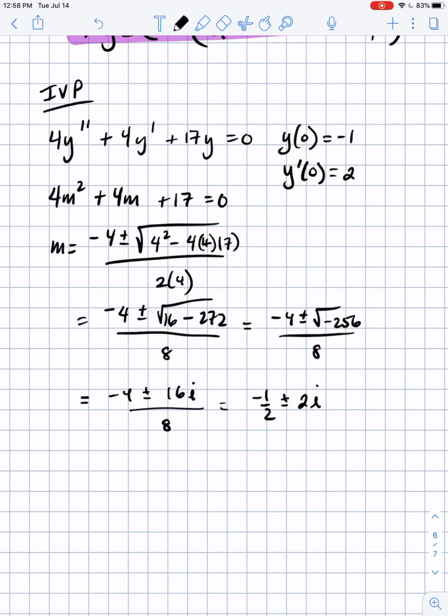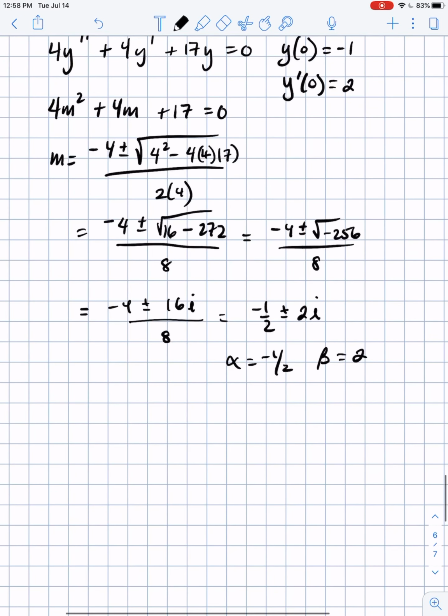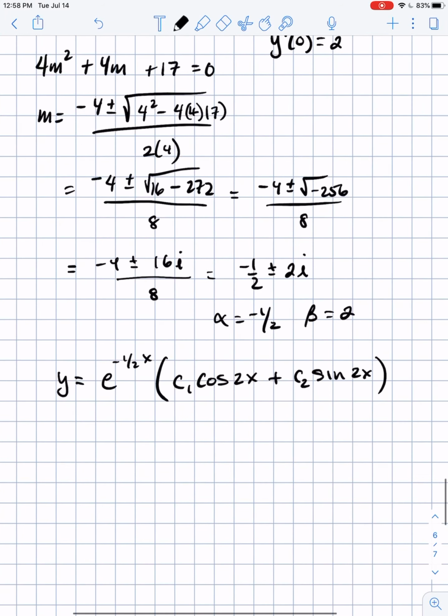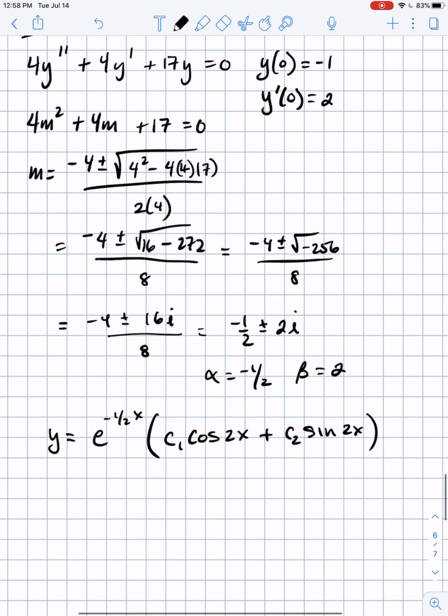Here you can see your alpha is -1/2 and beta is going to be 2. So I'm going to write it as y equals e to the -1/2 x, parentheses, c1 cosine 2x plus c2 sine 2x. Now we need to find our solution to this initial value problem.